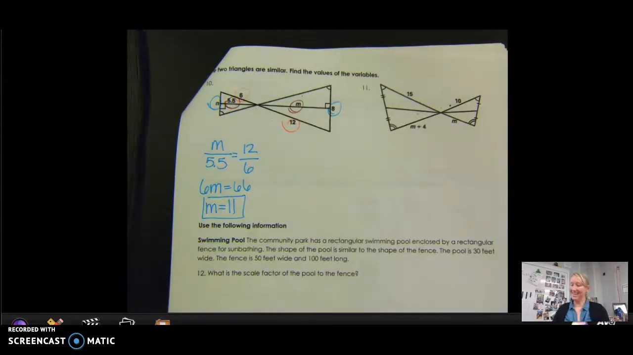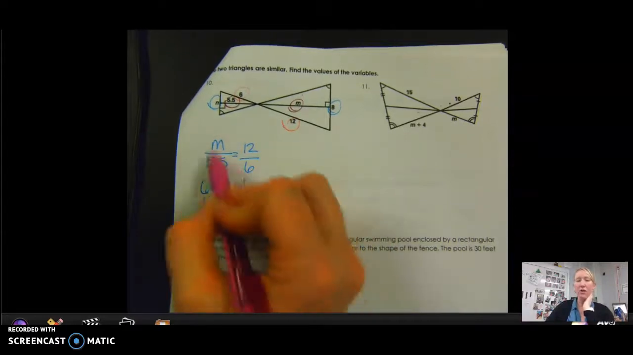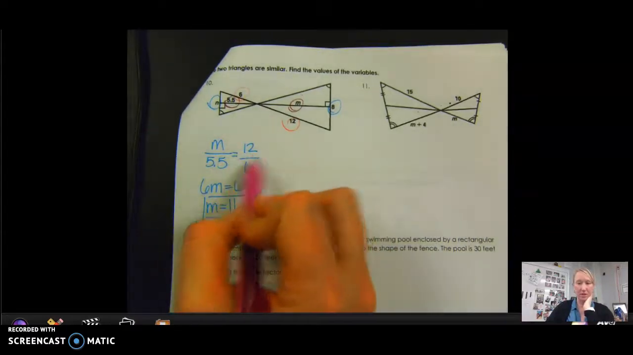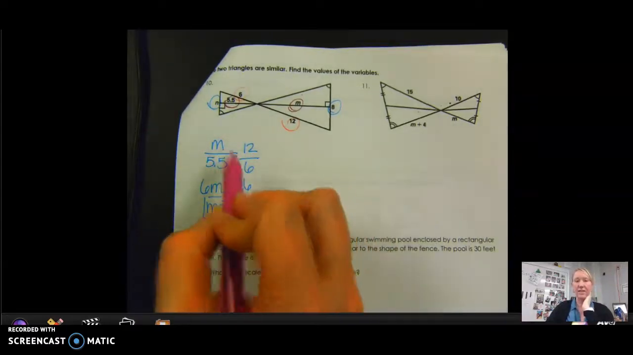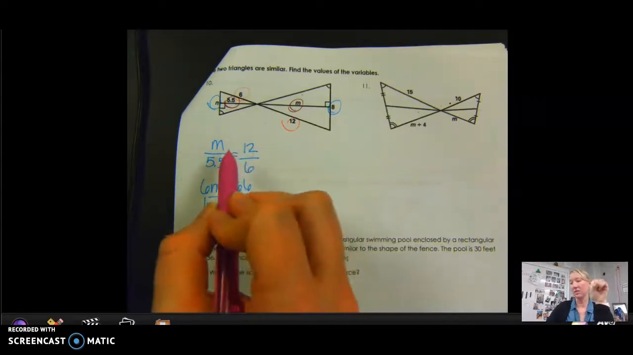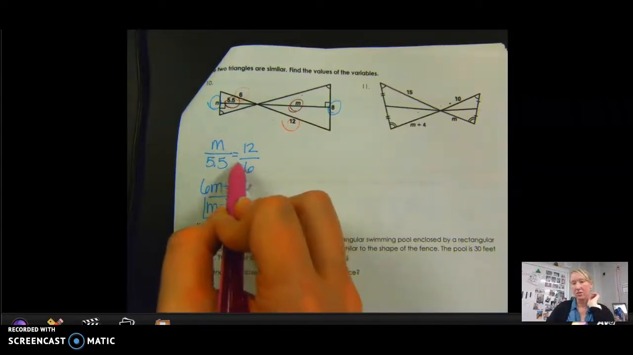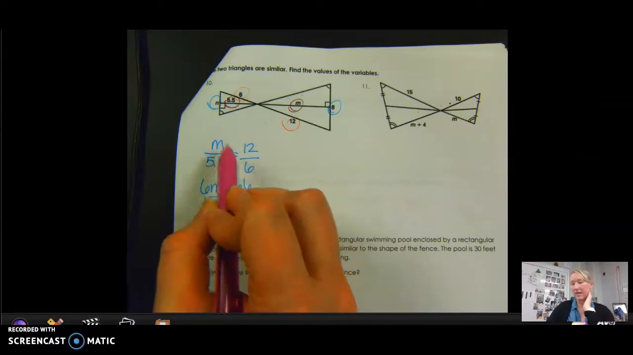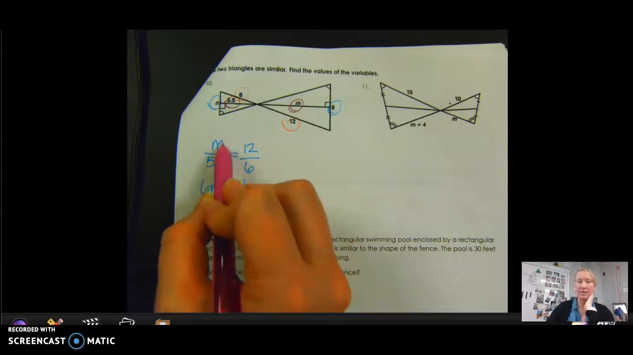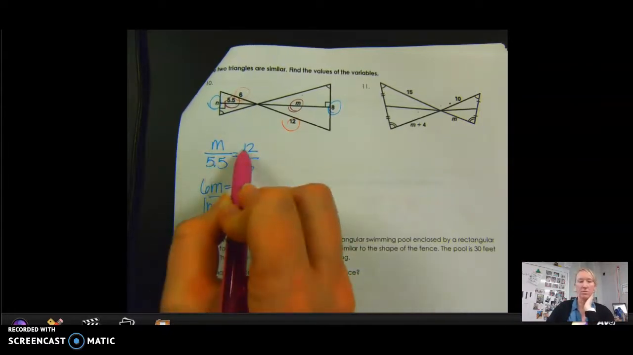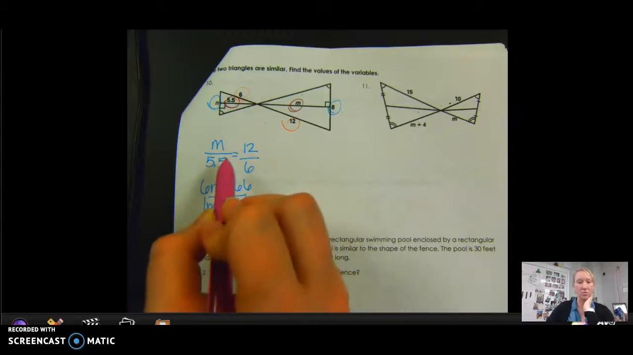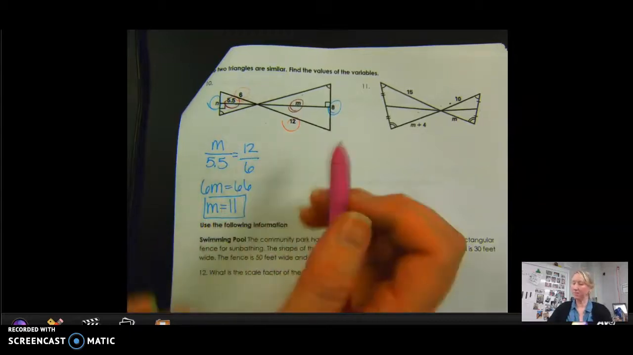Now to find n, I'm going to stop right there real quick. There are numerous ways that you can set this proportion up, and your way is just fine, as long as you can always check yourself. Diagonally, you should have the same numbers across from one another that I do. So your 6 should be diagonal from your m. Your 5.5 should be diagonal from your 12. And if that is true, then you've set it up a correct way.